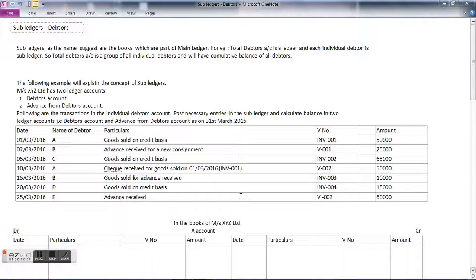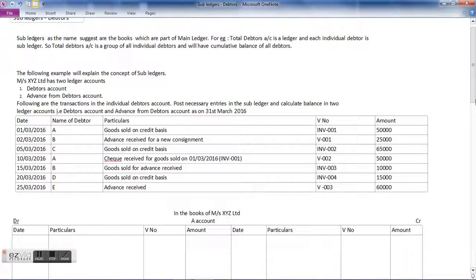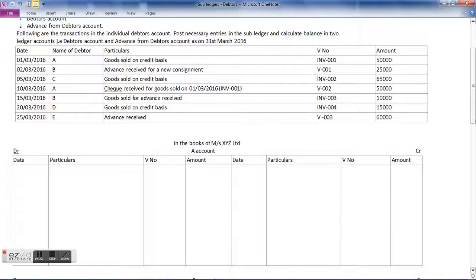Now the first transaction, 1st March 2016, name of debtor is A, goods sold on credit basis, voucher number is INV 001 and amount is 50,000. Now in the books of Messrs. XYZ, on the debit side of A's account, we will post the entry. What will be the entry? A's account debit to sales account. So on 1/3/2016, to sales account, voucher number is INV 001, amount is 50,000.